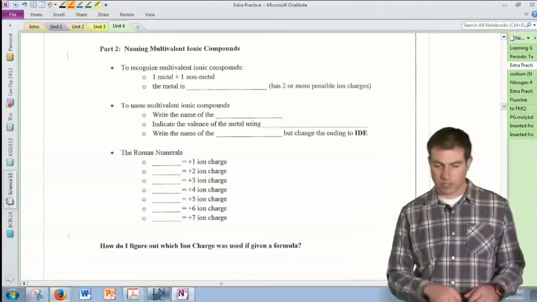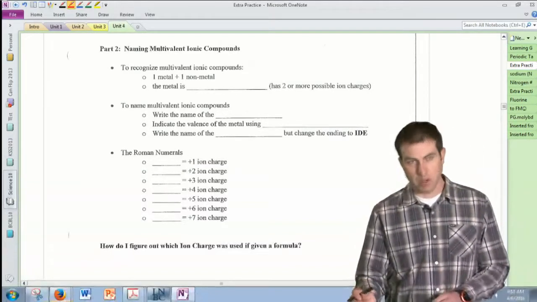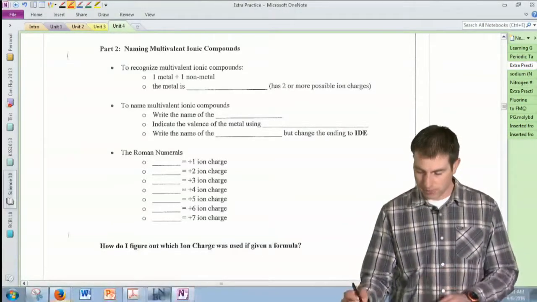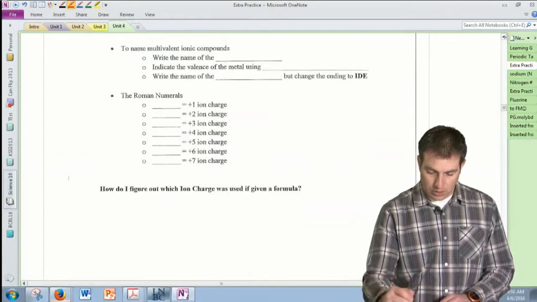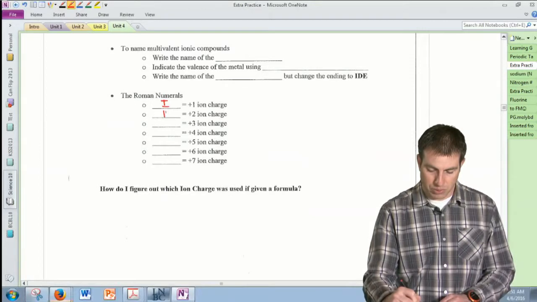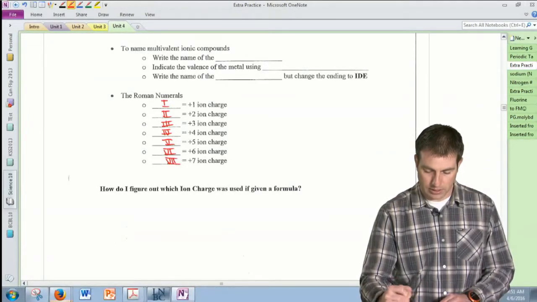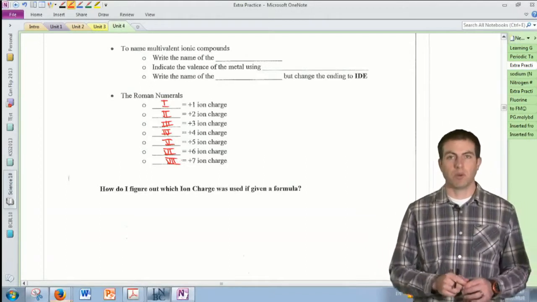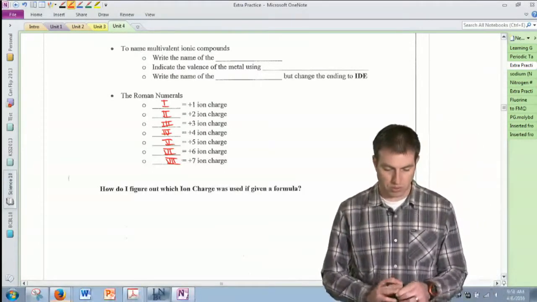If you can find it, if you printed it, great. I want to go through some of these questions because the multivalent questions can get a fair bit tricky. So on the front page, we should remember that the Roman numerals are 1, 2, 3, 4, 5, 6, and 7. Those become really important when we start talking about the elements with more than one charge, multivalent metals.